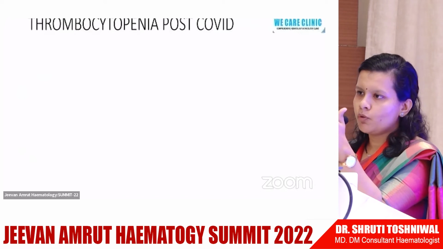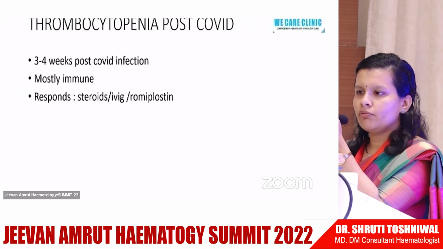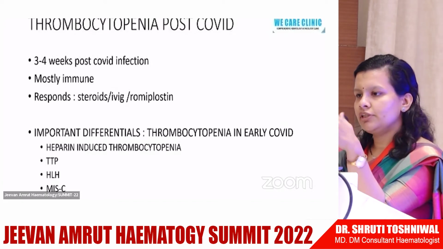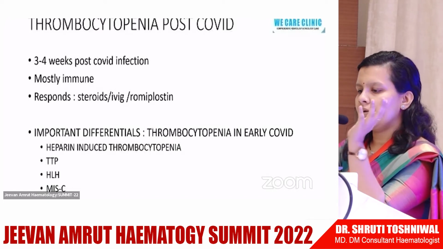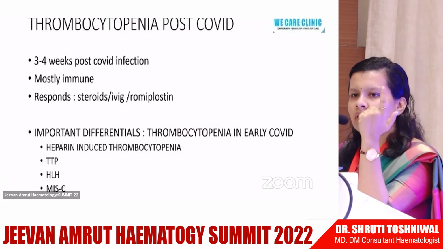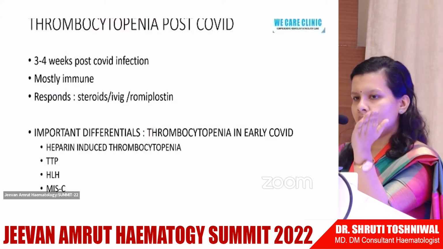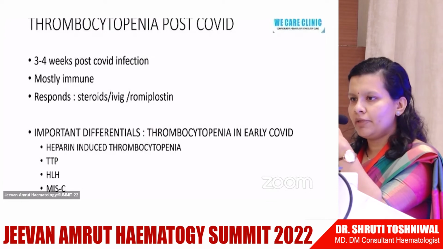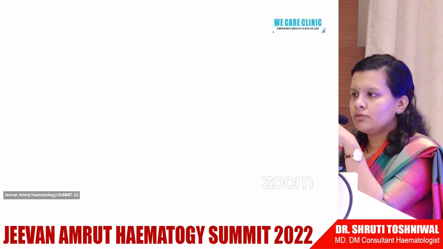So thrombocytopenia post-COVID is a very important known entity. Generally 3 to 4 weeks post-COVID it is mostly immune, like immune thrombocytopenia, and we treat them. The most important differentials, when the patient is admitted with COVID and gets thrombocytopenia in early COVID, are that we need to rule out heparin-induced thrombocytopenia, TTP, whether he is developing HLH, or a very upcoming entity, a multi-inflammatory state. This is seen in children, but adults can also present with a multi-inflammatory state post-COVID, leading to thrombocytopenia.